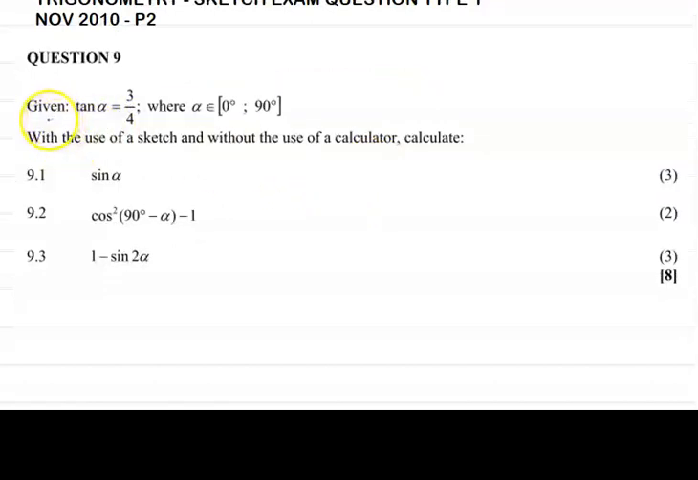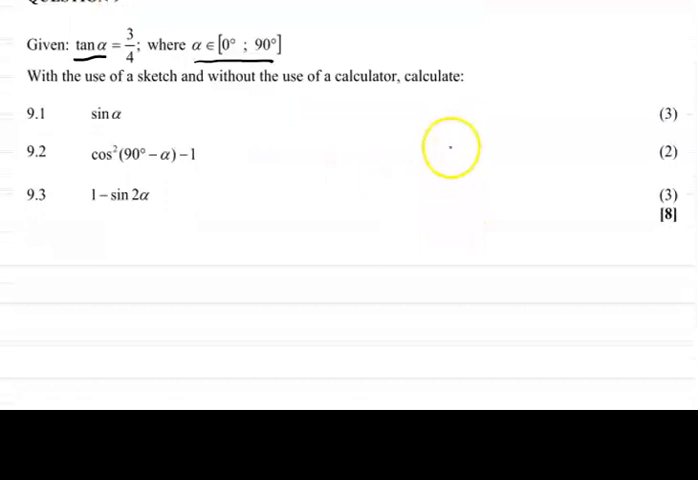I'll explain to you. Given tan of alpha equals 3 over 4, where alpha is between 0 and 90 degrees. Now here we have to know our theory. For example, we have to know where tan is positive or negative in our unit circle, and also we have to have a knowledge of our angles in the unit circle as well. So let me introduce to you the unit circle. So therefore, in our Cartesian plane, we would have the following.